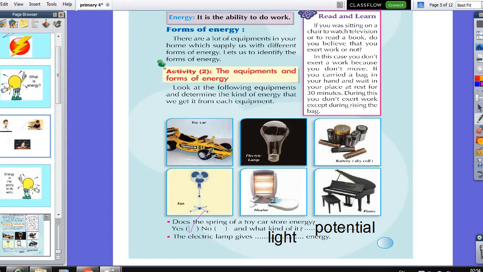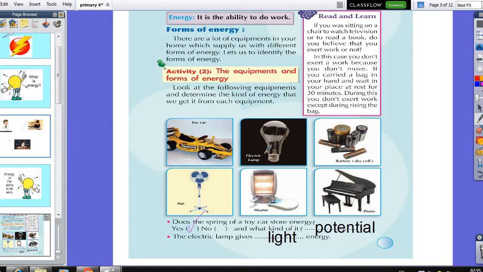This work is stored inside the spring. So when you leave the car, it will move. The work which is stored inside the toy car is called potential energy, and when the car moves, it is called kinetic energy. So I have here two kinds of energy: potential energy, which is stored inside the toy car when you rotate the spring, and kinetic energy, which results from the movement of the car.